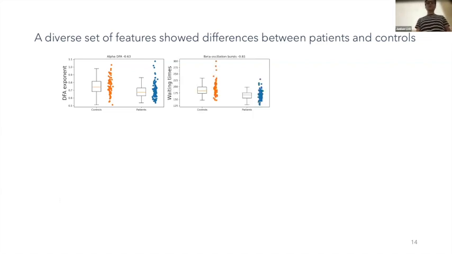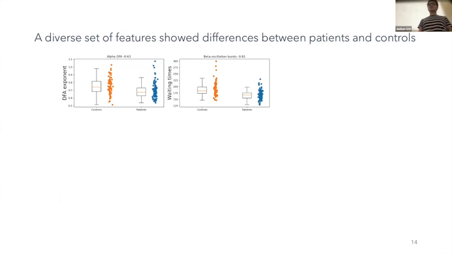a specific feature about alpha oscillations, such as the self-similarity across different time windows. This is often estimated with the detrended fluctuation exponents. And we found that patients have lower detrended fluctuation exponents compared to controls. This is a result that was published in 2012, in the first paper, and we replicate these findings. So patients have decreased detrended fluctuation exponents in the alpha band.